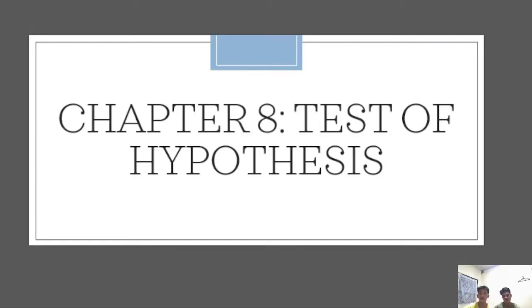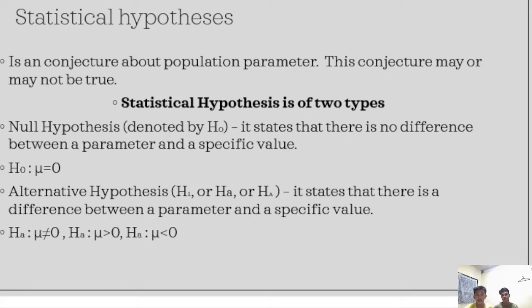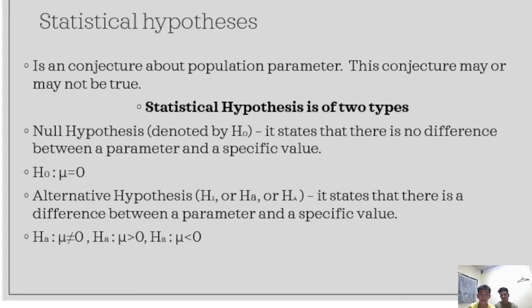So we are now moving into chapter 8, the test of hypothesis. Hypothesis testing is a form of statistical inference that uses data from the sample to draw conclusions about the population parameter or a population probability distribution. It is also a process for evaluating claims about a population. A statistical hypothesis is a conjecture about a population parameter. This conjecture may or may not be true.